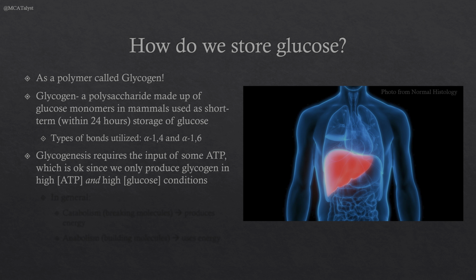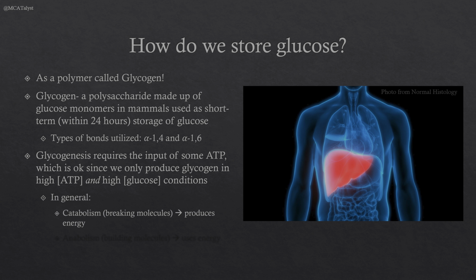So glycogenesis does require the input of some ATP, but that's perfectly fine. We are at a point, like we've been talking about in the postprandial state, where we've been running aerobic respiration a whole bunch. We've produced a whole bunch of ATP that we don't really need any more of. So we're going to take this glucose, we're going to use a little bit of that ATP to start storing that glucose as glycogen in this high ATP and high glucose condition.